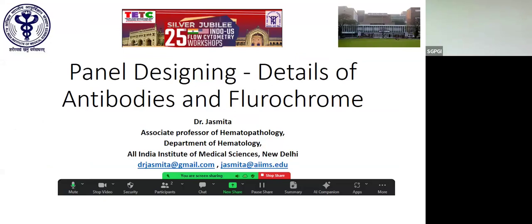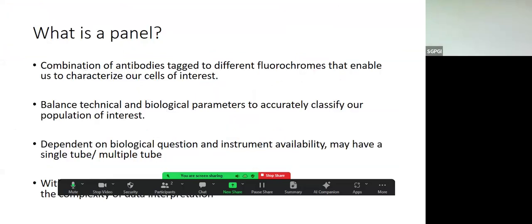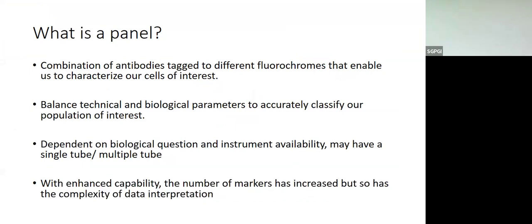Okay, so we're here to talk about panel design in fluorochrome. Before that, let us talk about what you understand by a panel. Anybody? A panel is a combination of markers which will answer the question that you want it to answer. So it is a combination of antibodies. You tag them to different fluorochromes and you want to characterize your cells of interest.